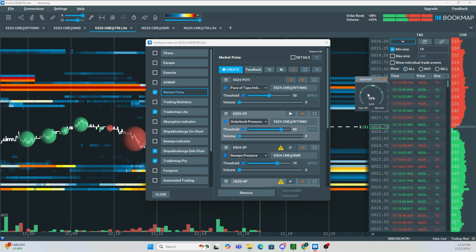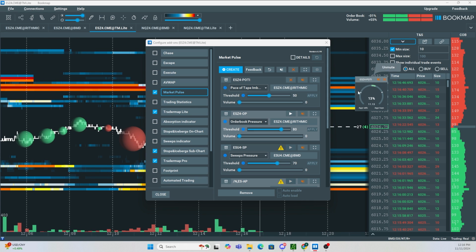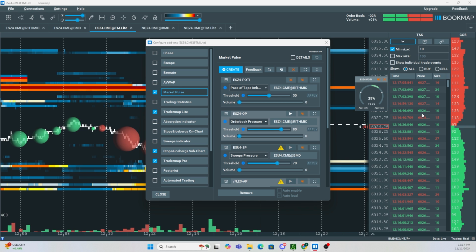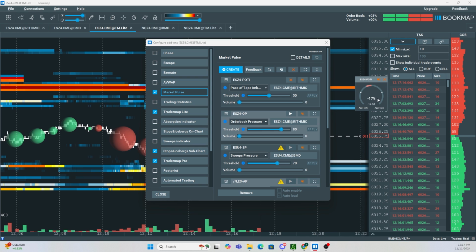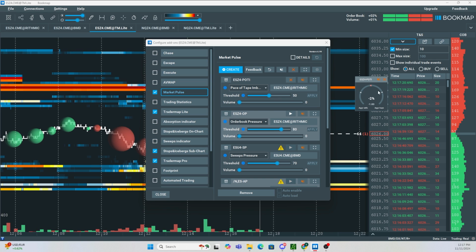Now what the pace of tape is, it's combining the buyers and sellers in the market in one very easy to read tool. Now the pace of tape is essentially just your time and sales, but in an easier to read window. As we can see with the time and sales, we have all these numbers coming through and it can be really hard to read. However, with the pace of tape, this is just showing us who is in control. Is it buyers or sellers?